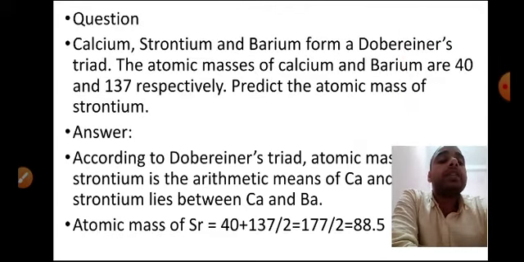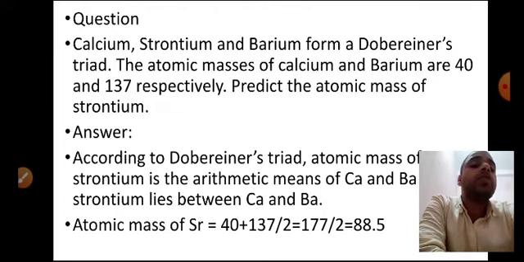Dobereiner triads were a set of three elements, a group of three elements, where the average atomic mass of the first and third atoms was equal or nearly equal to the second atom's atomic mass. This you have done in the class. Calcium, strontium and barium form a Dobereiner triad. The atomic masses of calcium and barium are 40 and 137 respectively. Predict the atomic mass of strontium.